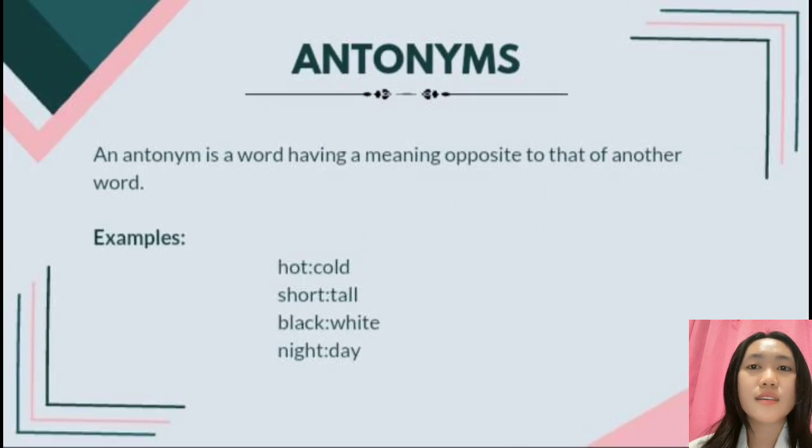We have the next, the antonymy or the antonyms. An antonym is a word having a meaning opposite to that of another word. Example, hot, cold; short, tall; black, white; night, day. So what we get is that we have two contradictory words. They are opposite to each other as reflected in these examples, and they are referred to as antonymy.